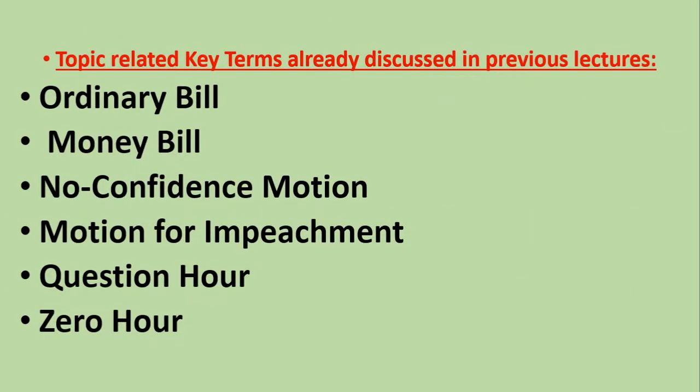Now, I have already discussed with you some topic related key terms you must be remembering. An ordinary bill means any bill which is related to matters which are not money matters, and a money bill is a bill related to matters which are money matters. An example is the budget, but the budget is not the only money bill. There are many examples like GST, goods and services tax. This is also a money bill. So there are many money bills which can be introduced.